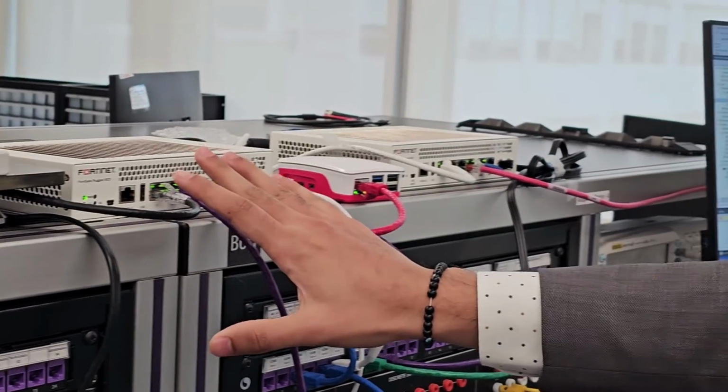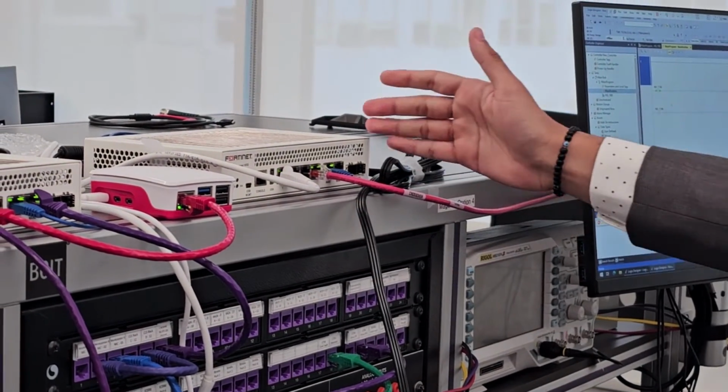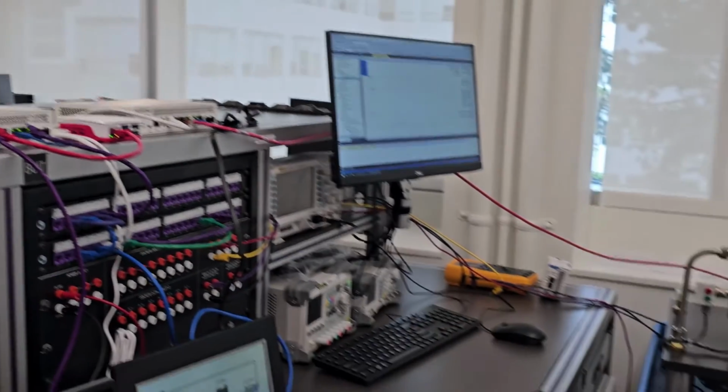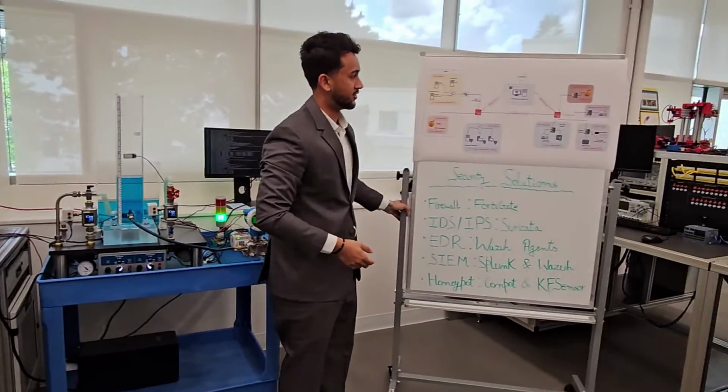On the left side, the FortiGate firewall we have. This is our IT firewall. On the right side, the firewall we have. This is our OT firewall. Now I will walk you through the OT network architecture.